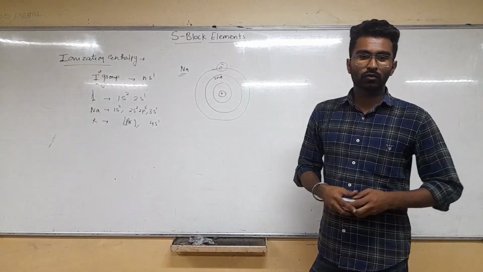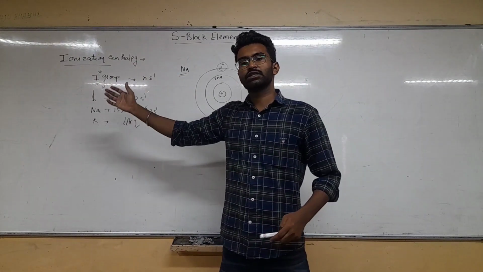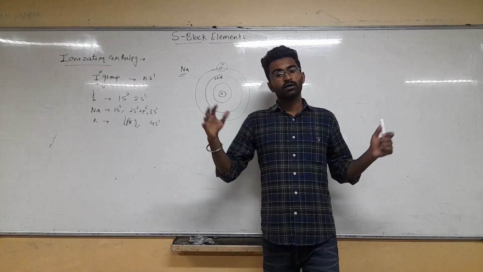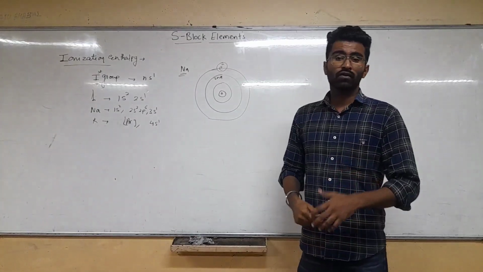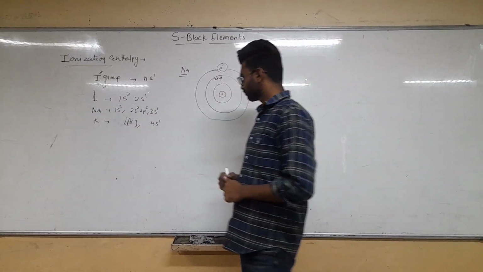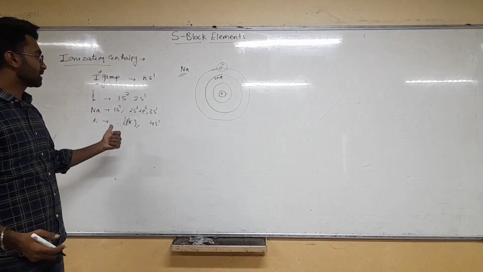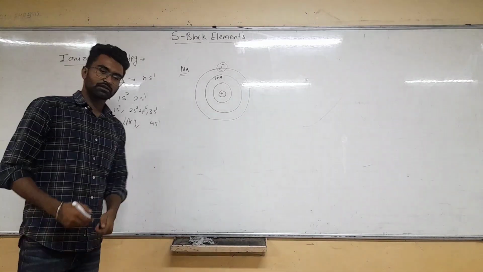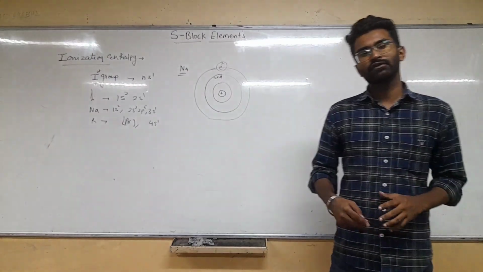As we know, these first group elements are metals, and metals have low ionization enthalpy. So lithium, sodium, potassium, rubidium and cesium have the lowest ionization enthalpy in the whole periodic table. But we have to talk about their order of ionization enthalpy and how it changes going down the group. Lithium has its outermost electron in 2s1, sodium in 3s1, potassium in 4s1, rubidium in 5s1 and cesium in 6s1.